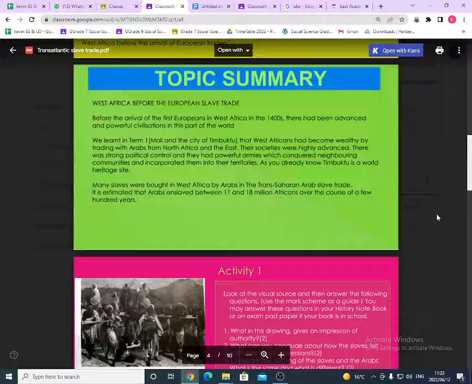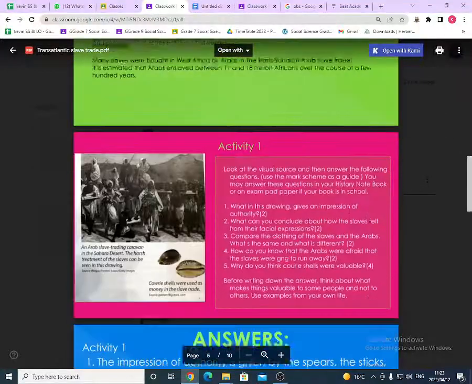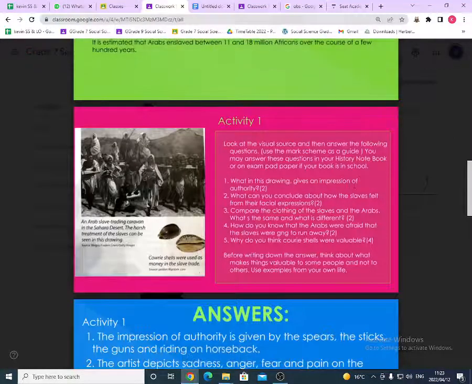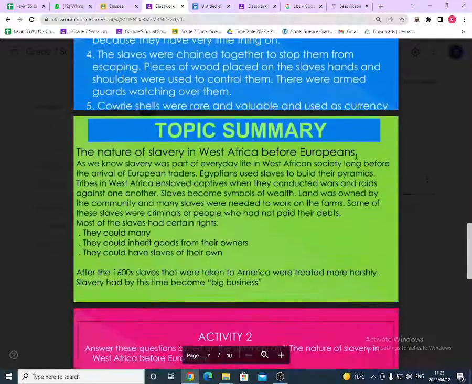It is estimated that Arabs enslaved about 11 to 18 million Africans over the course of a few hundred years. We're going to do this activity in class together, but I'm just going to skip it and quickly go to what we're going to be doing. All right.